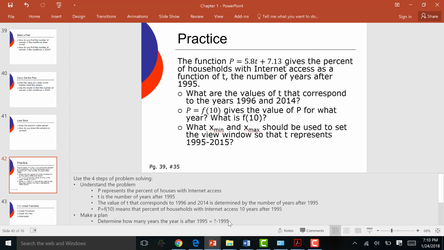Yes. Could I figure out how many people have access in 2010? What would I do? Change that 10 to how many years 2010 is after what? 2010 is how many years after 1995? 15. So you would replace the 10 with a 15. And then you plug in that.